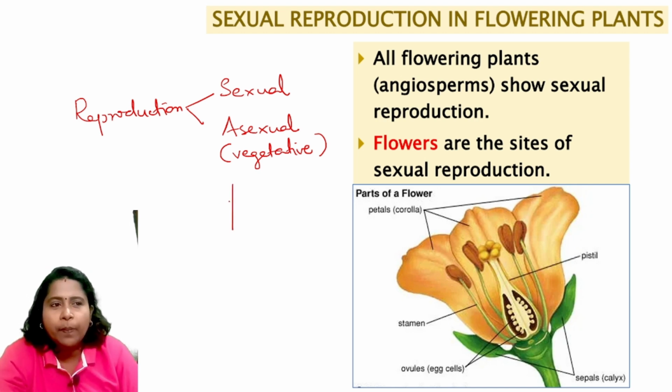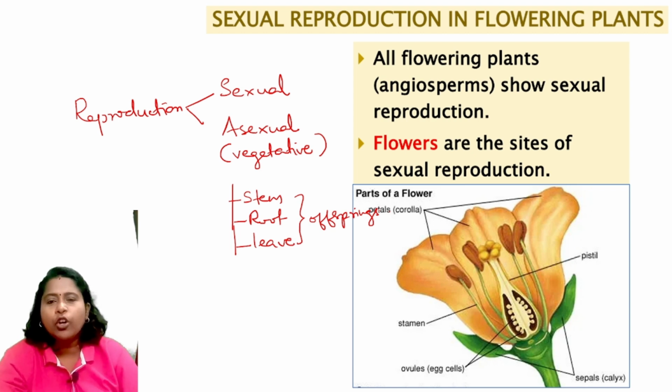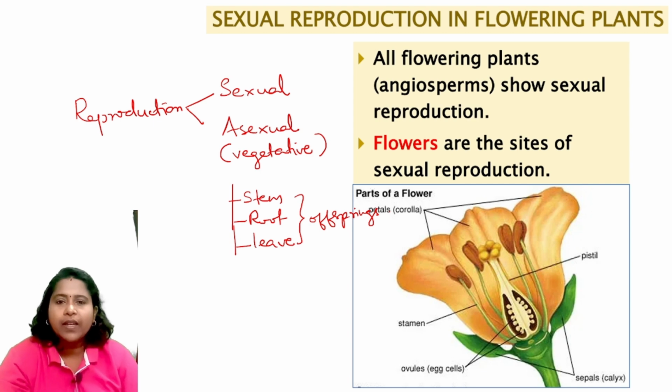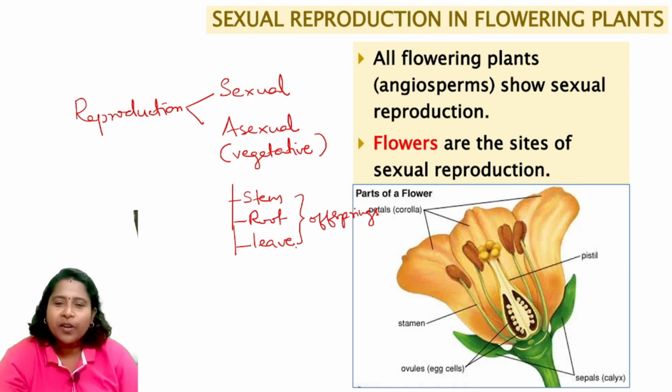So from vegetative parts like stem, root, leaf, etc., they can produce the offspring. So these are the vegetative method of reproduction. I'm not going to go into detail on this particular topic, but today's topic is the sexual reproduction in flowering plants.